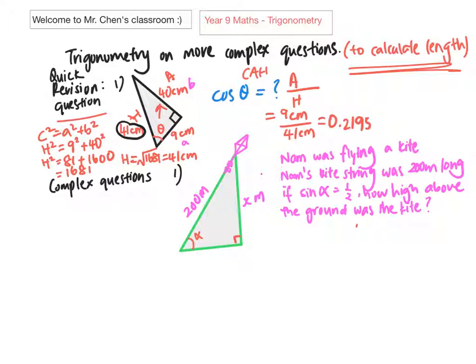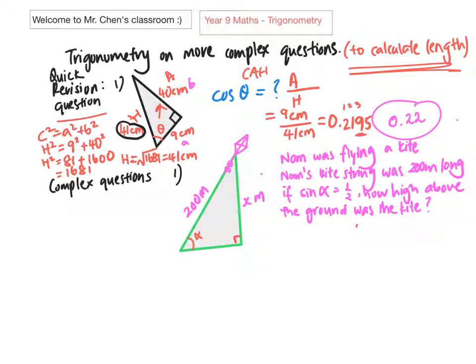So when you look at 2 decimal places, this is the first decimal, this the second, and this is the third. When you look at 2 decimal places, you have to look at the third one. If the third one is 5 or more, you have to round up, which will end up as 0.22. So that is your answer for cos theta.